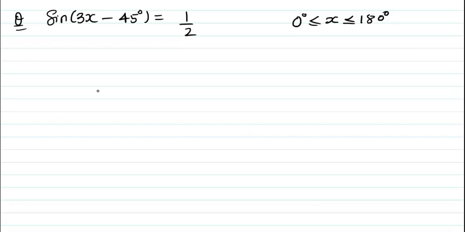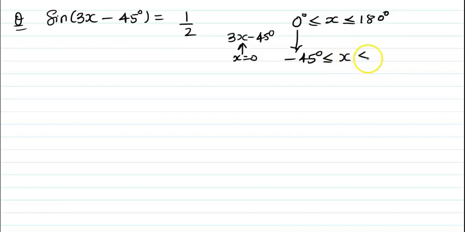Welcome back. If you have tried, you can compare your solution with my solution. So first of all, here sin of 3x minus 45 is equal to 1 by 2. What we need to do first is put x equal to 0 here. So this is our 3x minus 45 degree. If you put x equal to 0 here, we are getting this limit as minus 45 degree. Okay, and this is x.